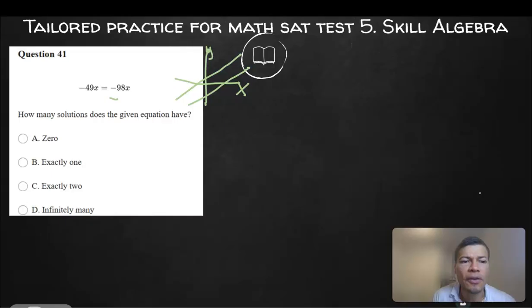In order to solve this problem, we need to find the slope of the first equation in order to determine what the slope of the second equation should be. Because if we know the slope of the first line, then we know that the second line needs to have the exact same slope. So let's solve that problem here.